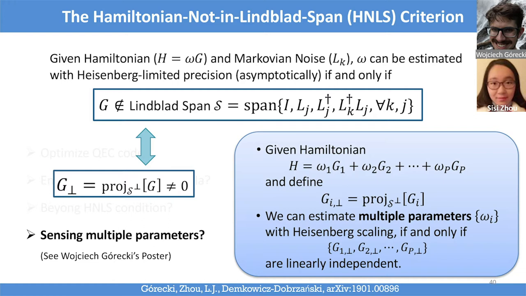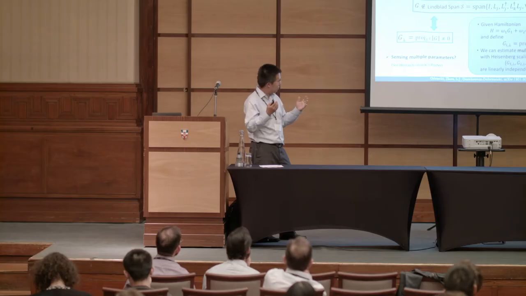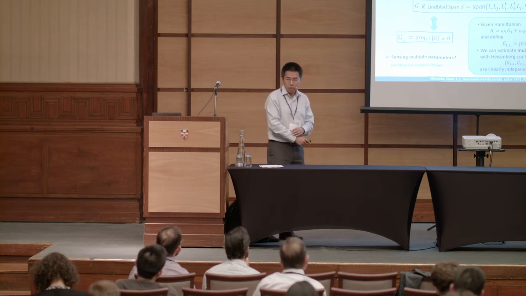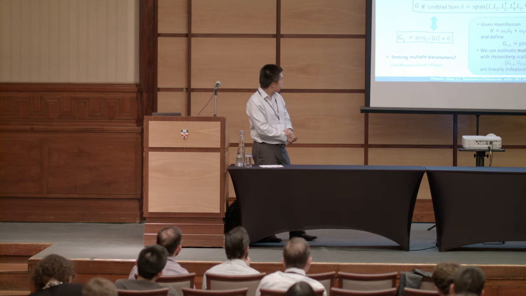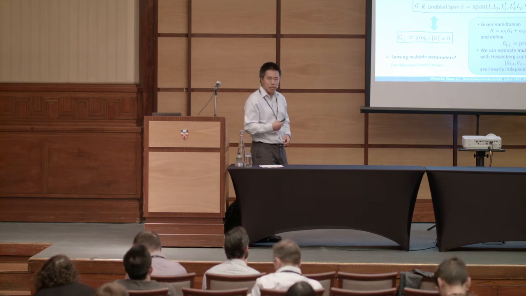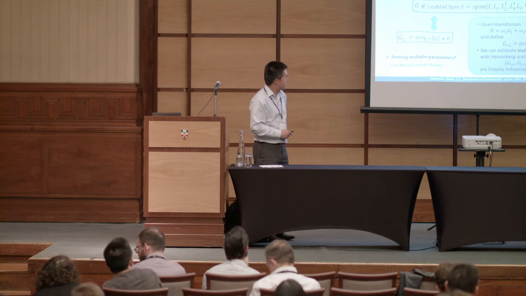To understand this case, we can rewrite the Hamiltonian-not-in-Lindblad-span condition in a different way. This is equivalent to saying that the part of the generator perpendicular to the Lindblad span is not zero. Or another way: the perpendicular parts of the generators are not linearly dependent. Here we only have one, but when you have many, you get the perpendicular parts of the generators, and you make sure all these are not linearly dependent. That gives you the necessary and sufficient condition to achieve Heisenberg scaling to sense all these parameters. Of course, there's another question about optimization, how you get the best performance. And here, Wojciech has a poster on this topic, and you're welcome to ask him about these advances.